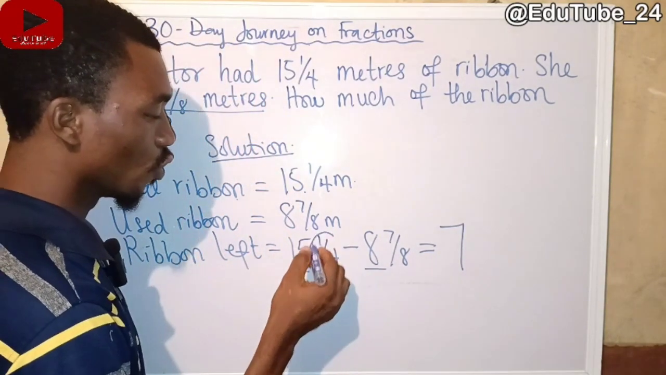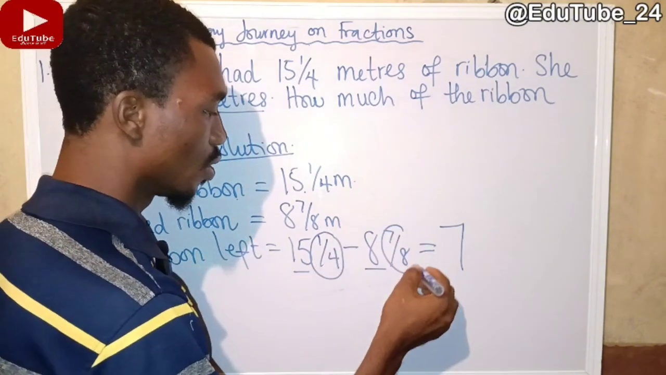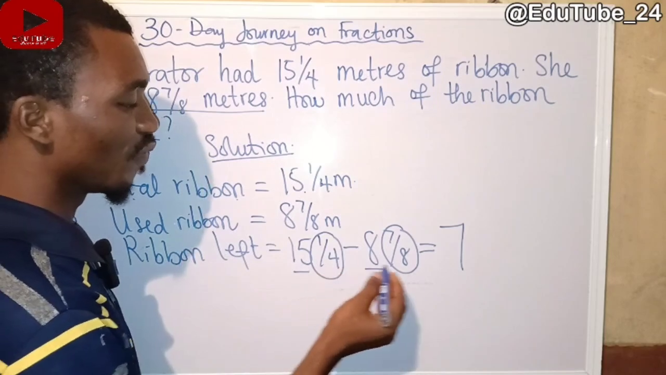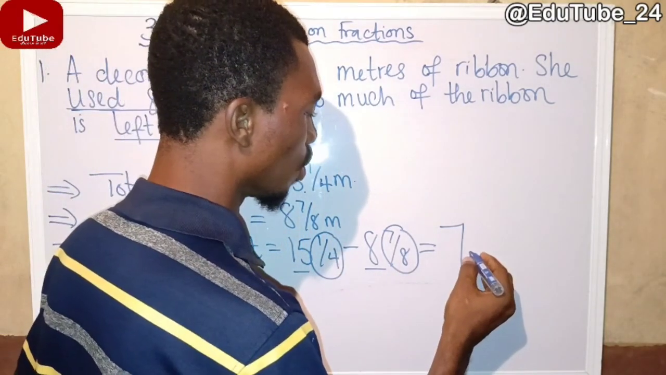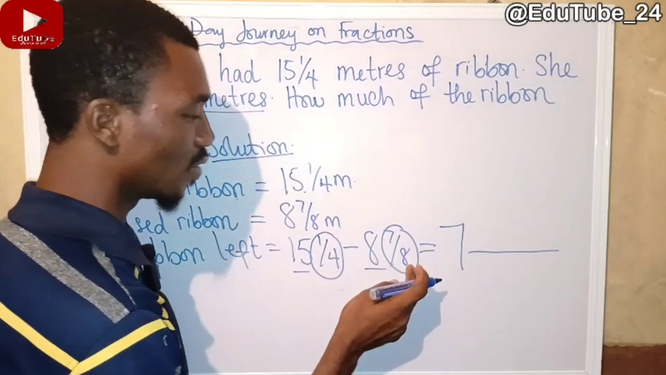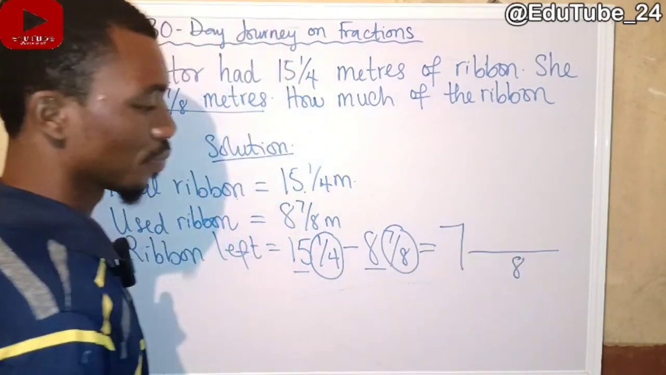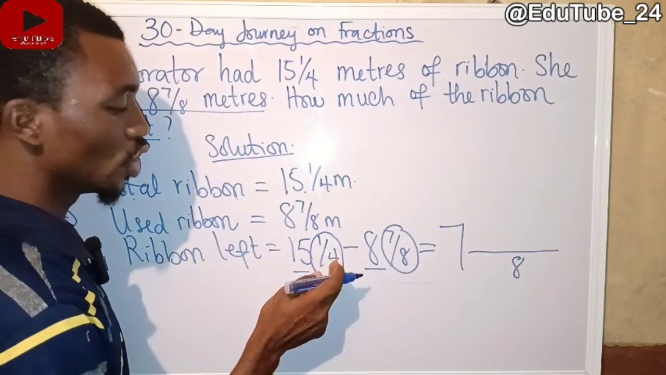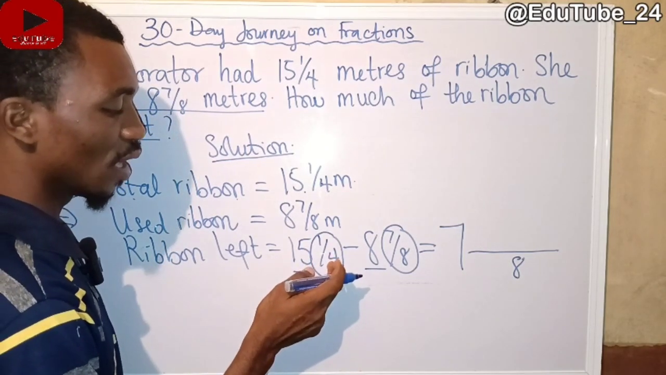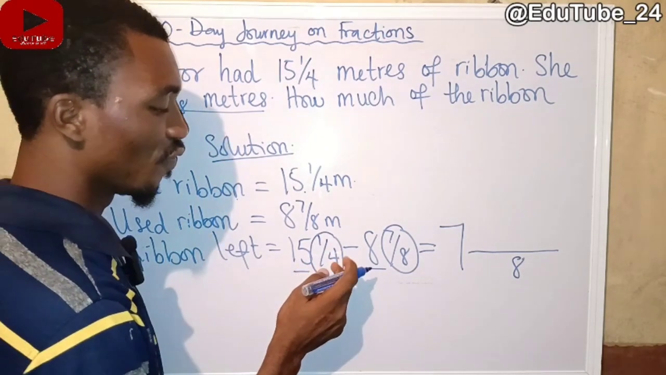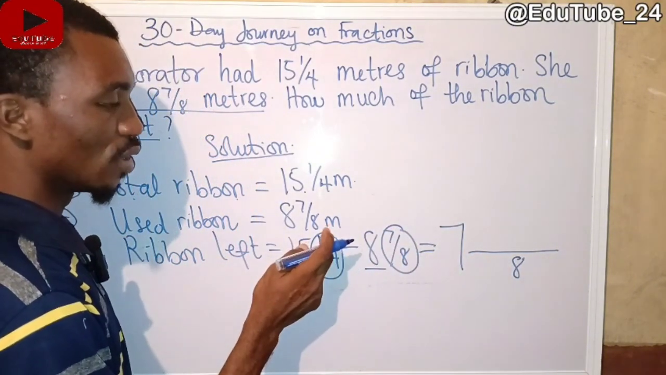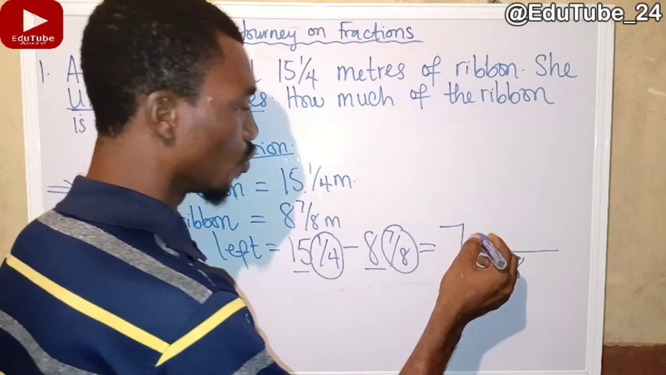Then we focus on the fractional part of the expression. That is 1/4 and 7/8. LCM of 4 and 8 is 8. So I'm going to draw a line for the common denominator. Then we are going to use each denominator from each fraction. First of all, from the left hand side of the fraction, which is 4. 4 in 8, that will give us 2. We are going to use the 2 to multiply the 1. So 2 times 1, we are going to get 2.